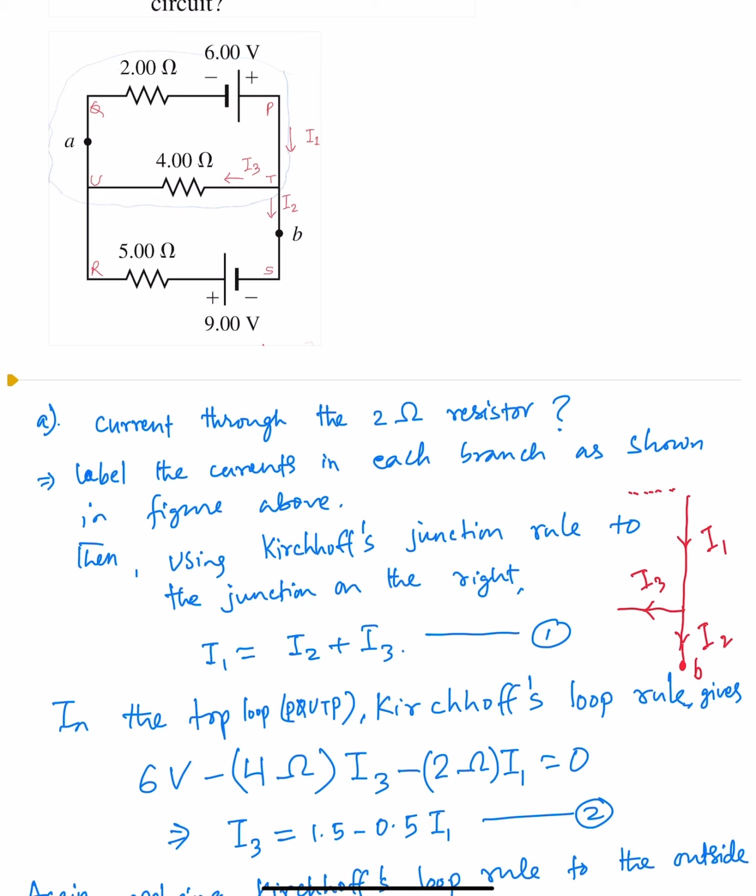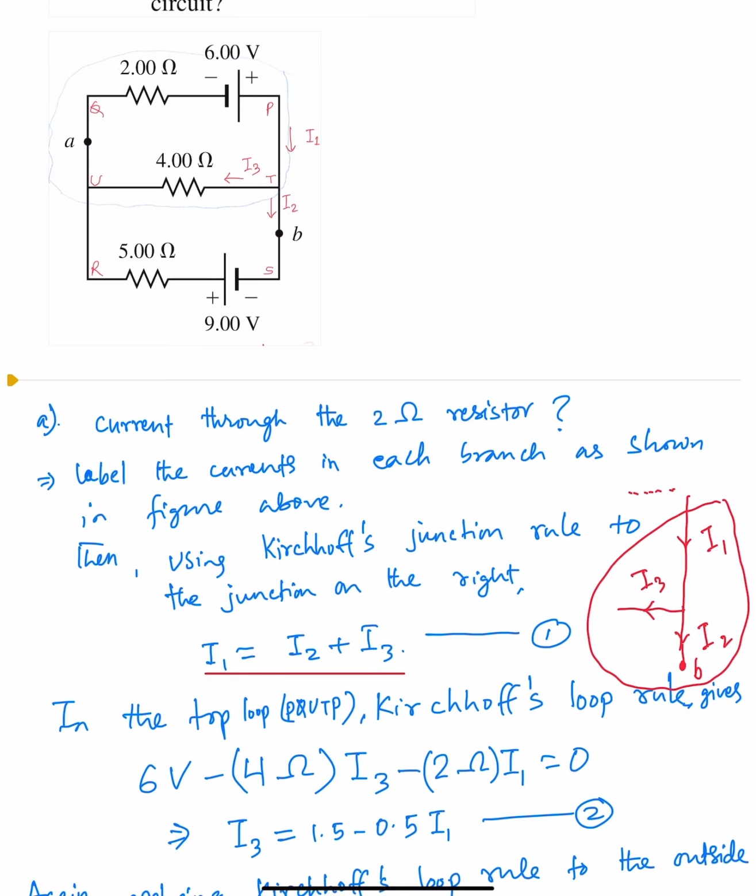Then you can use Kirchhoff's junction rule at the junction on the right hand side. For this junction, you can see that the sum of the currents on the two branches containing currents I3 and I2 must be equal to I1. So that is I1 equals I2 plus I3. This is equation 1, you can refer to it.